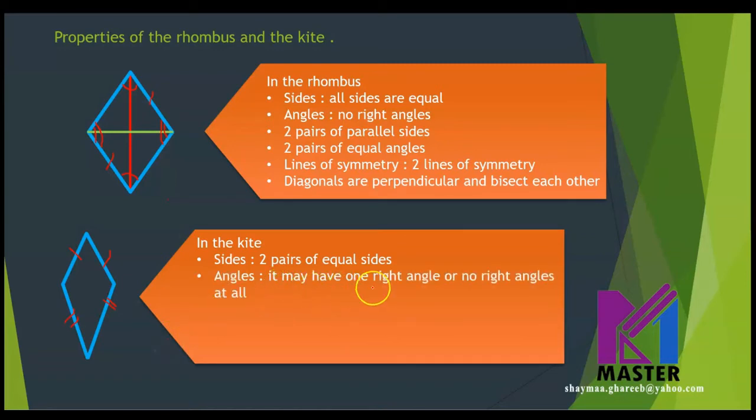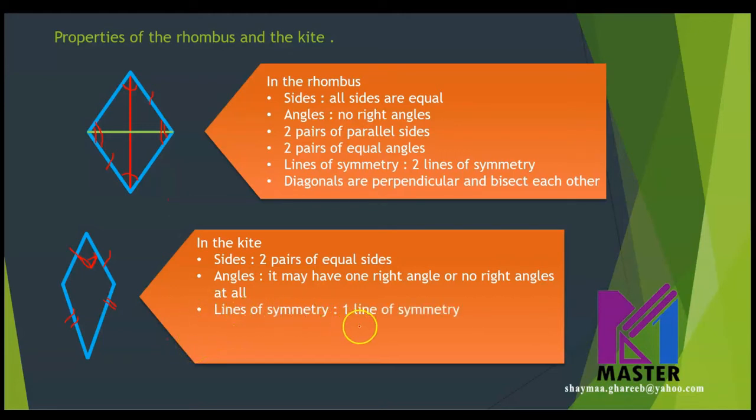It may have one right angle or no right angles at all. In this kite, there are no right angles, but sometimes a kite could have one right angle. It could be up here. Okay? This one. And sometimes it could have two right angles as well on both sides here. Is this clear?